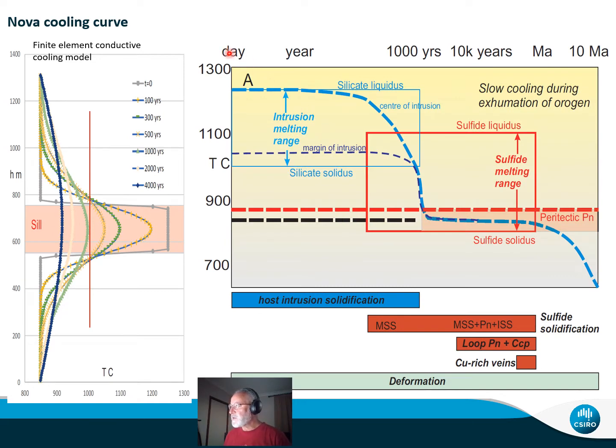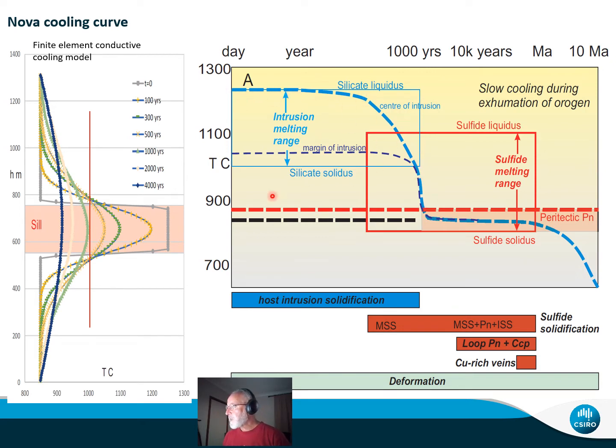Now this is sort of a timeline. This is temperature here, and this is time on the x-axis, on a log scale. So this is going day, year, 1,000 years, 10,000 years, million years, 10 million years. Out here we're looking at basically the history of the entire orogen. This is the time scale over which the whole orogen starts to cool down. And over the first 1,000 years, this is the time scale over which the intrusion cools down.